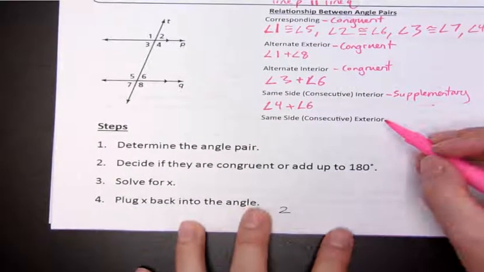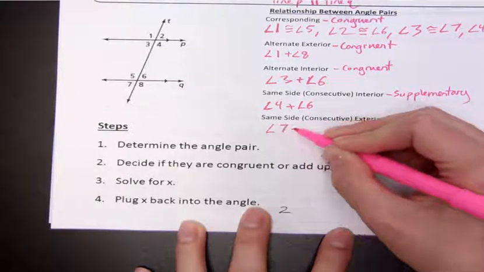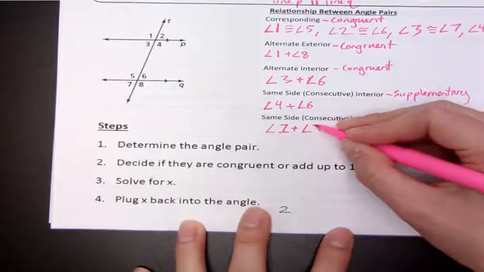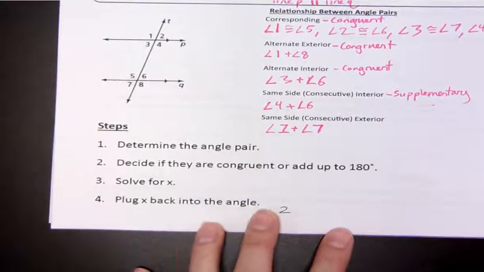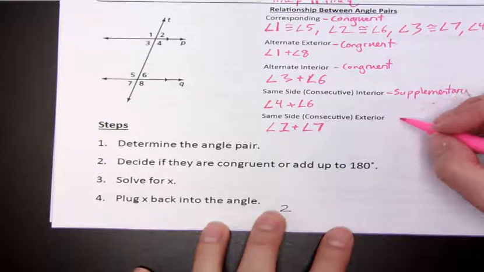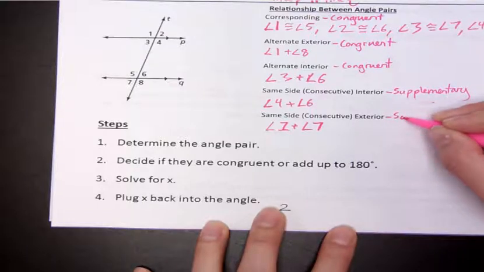All right, and then same side exterior, so that'd be like 1 and 7. What'd you say about that? Oh my goodness, I did that wrong. Supplementary or congruent? Supplementary again, right?